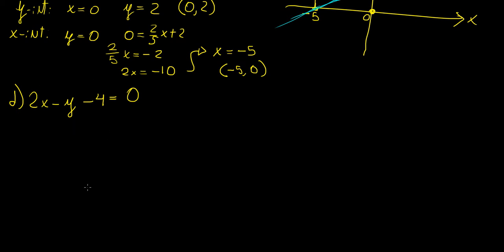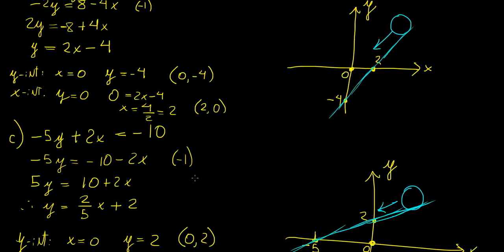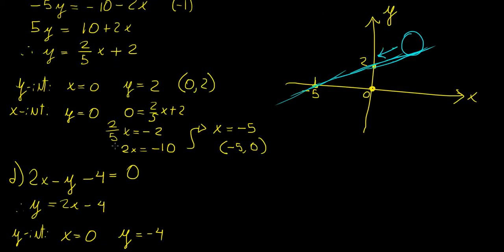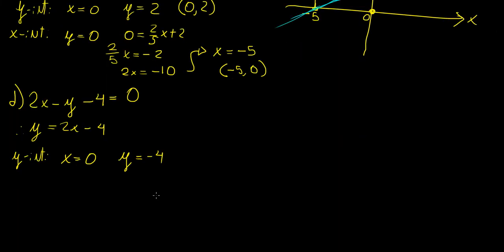Alright, so the next one is going to be this. This one is a lot easier to rearrange because we can add y to both sides, so we're going to be left with y equals 2x minus 4. So that's already the equation itself there. Now what we're going to do with this is find the y-intercept. So that's x equals 0. We find y equals minus 4. And I believe that would be, isn't that the exact same one? Yeah, that's really strange. I didn't notice I had the same example.